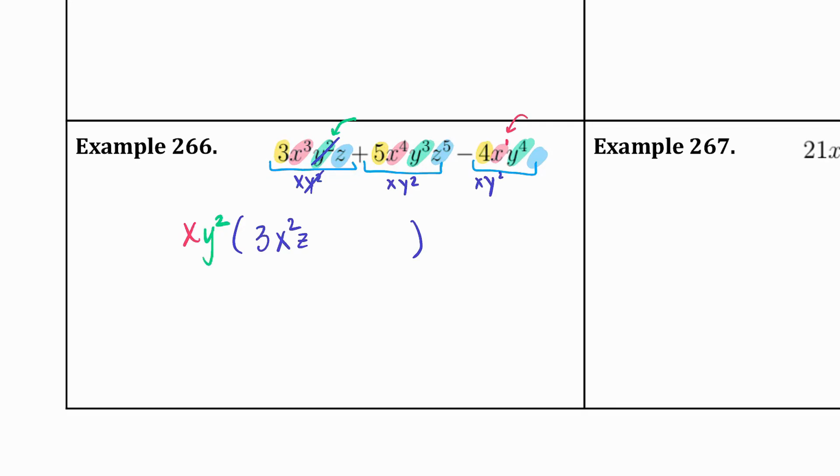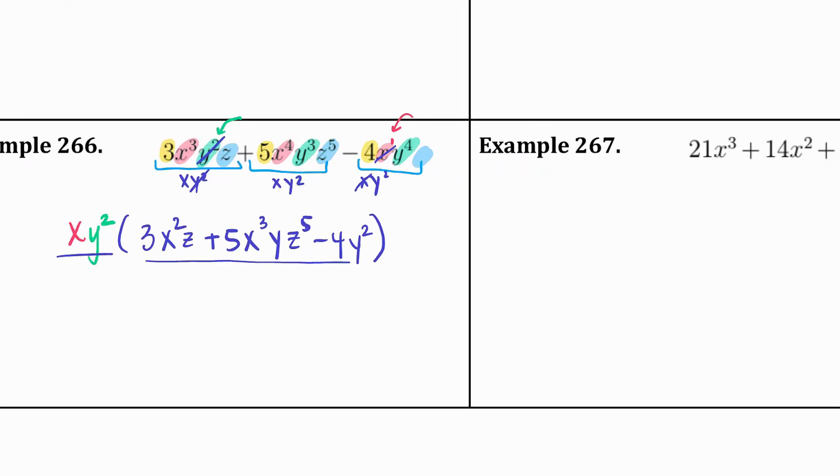Okay, for our middle term here, we still have the 5. We're going to have x to the third, y to the first, z to the fifth. And then for our last term here, we're going to have minus 4. Our x's cancel, and we're going to have y to the second power. So our greatest common factor was xy squared, and this is what we're left with inside when we take that out.